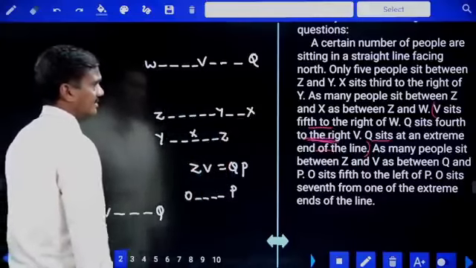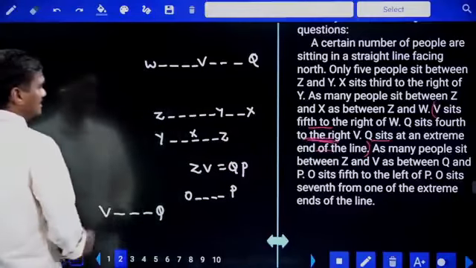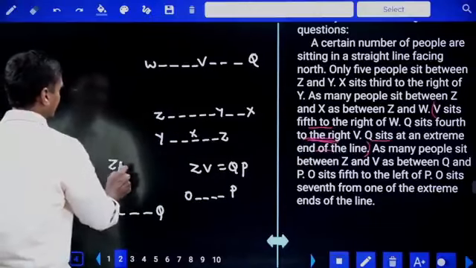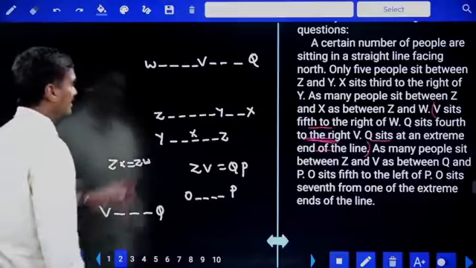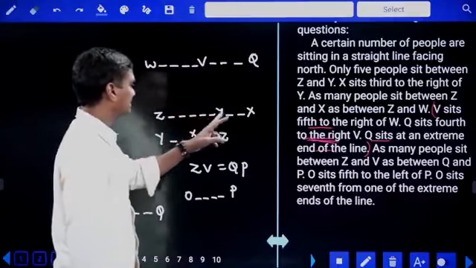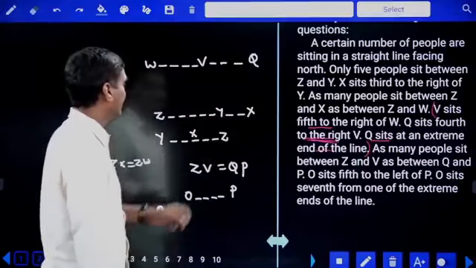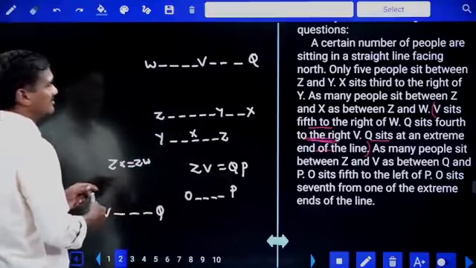Done. And as many people between Z and X equals to Z and W. Z కి X కి మధ్యలో ఎంతమంది అయితే ఉన్నారో, అండ్ Z కి W కి మధ్యలో అంతేమంది ఉన్నారు. ఇక్కడ Z కి X కి మధ్యలో ఎంతమంది ఉన్నారు చెప్పండి? 1 2 3 4 5 6 7 8. Isn't it? 8 members. Z కి X కి మధ్యలో 8 members. Z and W మధ్యలో 8 members.